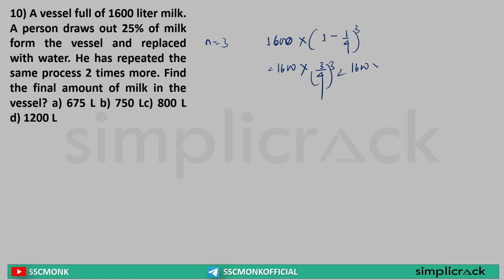That means 1600 multiplied by 4 minus 1, that is 3 by 4, to the power 3. Sir, 1600 multiplied by 3 cubed, which is 27, over 4 into 4 into 4. 4 fours are 16, and 1600 divided by 64 is 25. So 25 into 27 is my answer. 25 twos are 500, 25 sevens are 175, that is equal to 675 liter. So what is the answer? Answer option A. Clear? Sorted? Yes or no? Yes. Next.